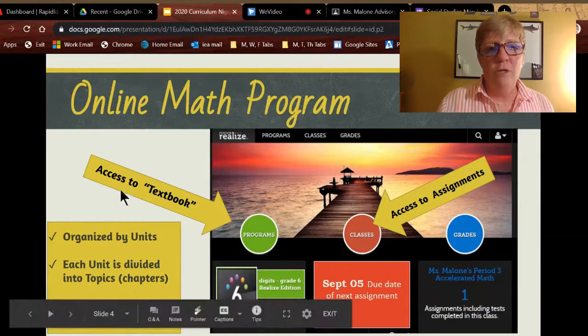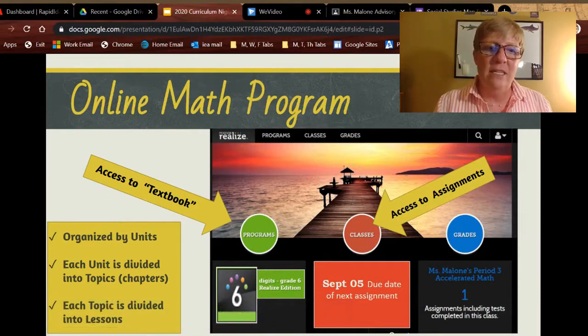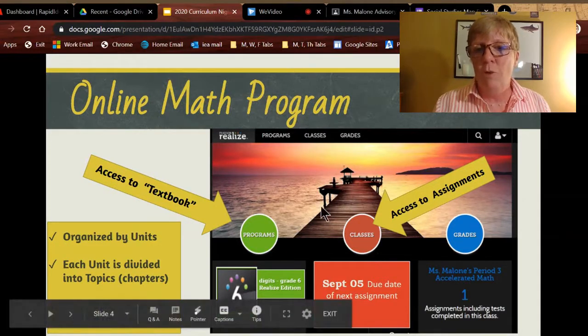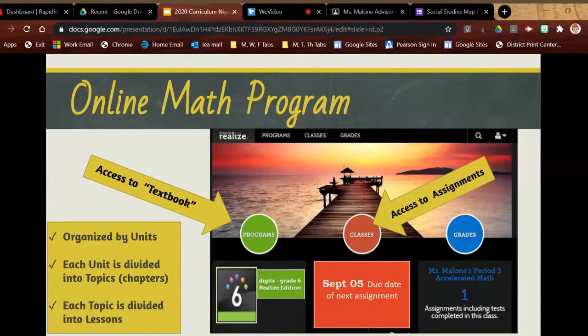This first tab is where students access their textbook. It is organized by units. Each unit is divided into topics or chapters, and then each topic is divided into lessons, much like a traditional math book, but in a digital format. This middle area is where students will access their Digits assignments. It will include all the assignments that they have for a quarter.